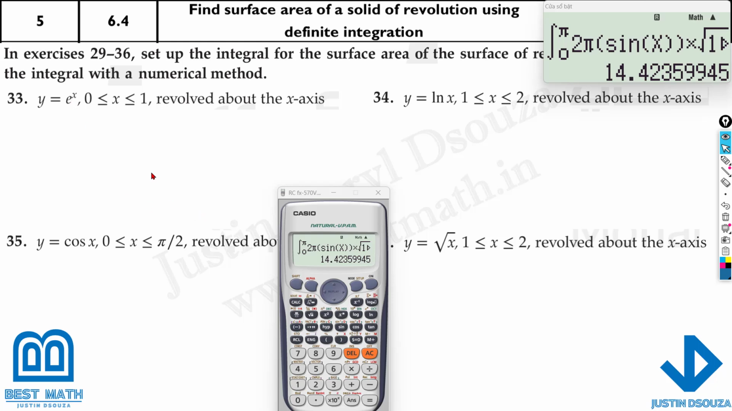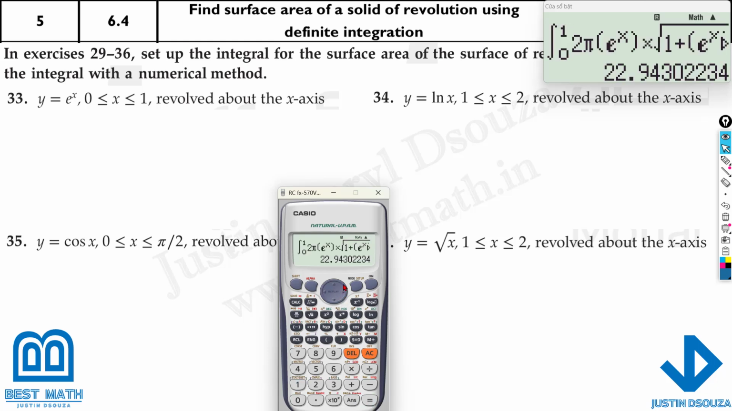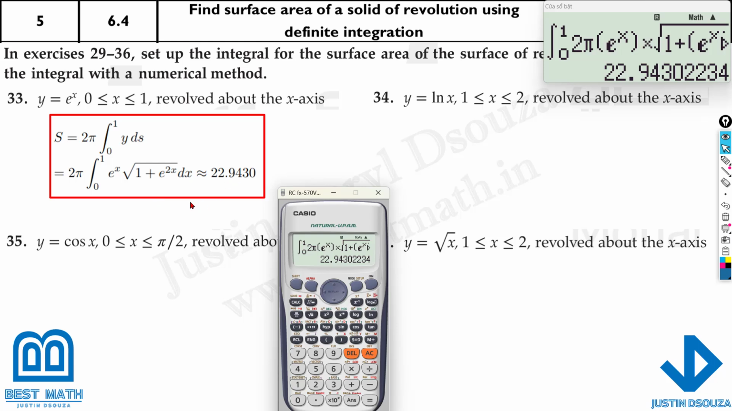Now what about e^x? What is the derivative of e^x? It's the same thing, right? So here it's going to be, open the bracket, shift e to the power x, close the bracket, and square it up. And then there is the given function also to be e^x. So here what you need to do is shift e to the power x. That's it. And now what are the limits? It's 0 to 1. And the answer is 22.94.